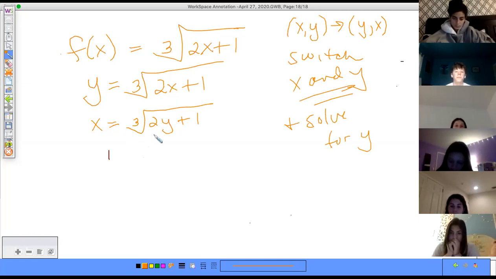So what is the inverse of the cube root of something? So the inverse of the cube root of something is to the third power? Yeah, so we're going to literally cube both sides, right?